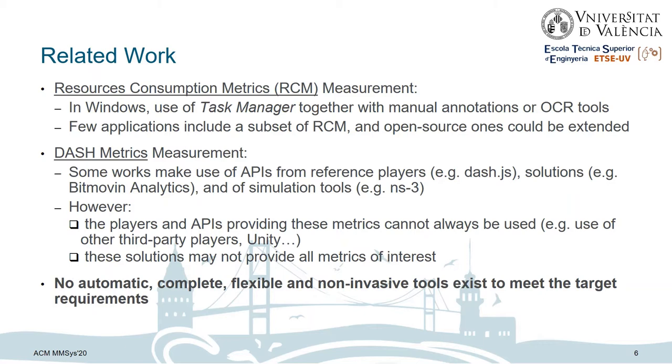With respect to the measurement of Dash metrics, some works make use of APIs from reference players, for example, from Dash.js, solutions like Bitmovin Analytics, or make use of simulation or even emulation tools like Network Simulator 3. However, the players and APIs providing these metrics cannot always be used, for example, when using third-party players or when embedding a player into Unity, and these solutions might not provide all metrics of interest. Therefore, no automatic, complete, flexible, and non-invasive tools exist to meet the target requirements and objectives in this work.